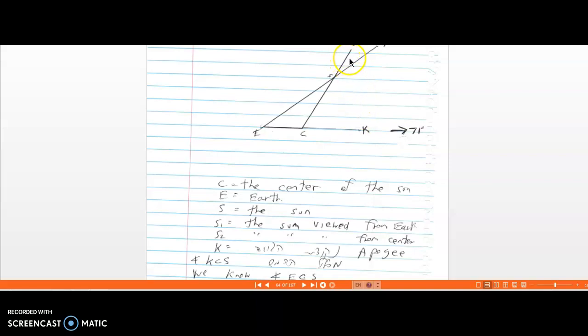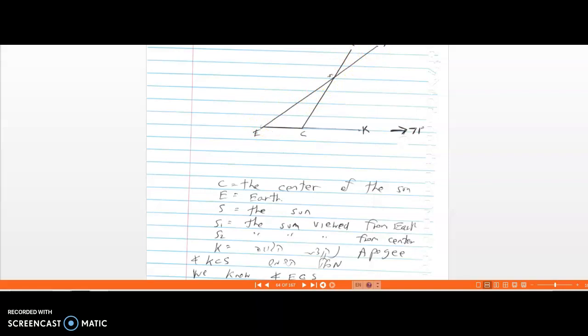This is 30. This is 30 degrees. This is 40 degrees less. This angle here is 40 degrees less than this one. This one is 70, and this one is 30. So this angle here, KES, is 40 degrees less than KCS. The final answer, where the sun is seen, would be 71 plus 30 is 101.